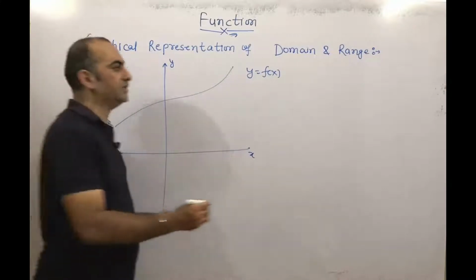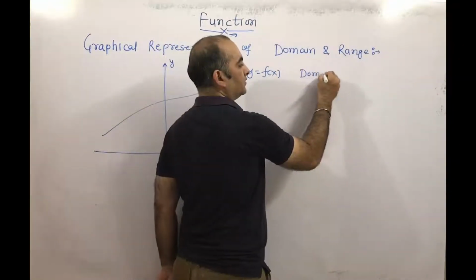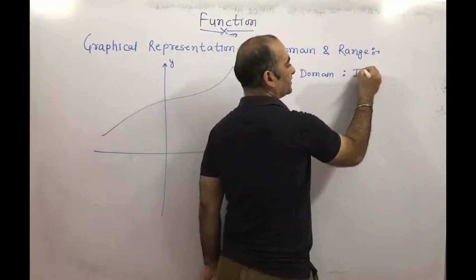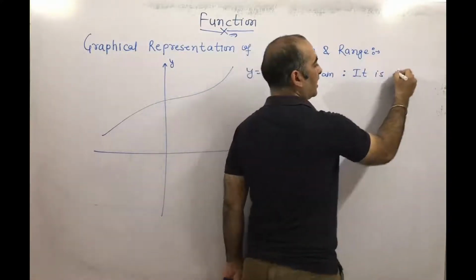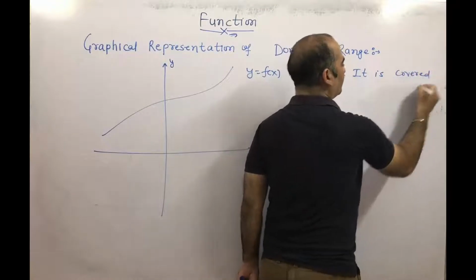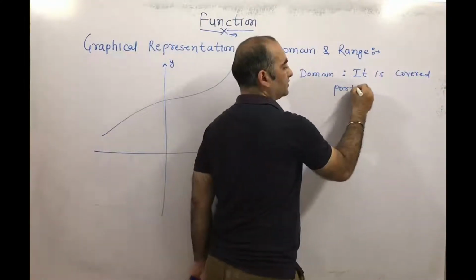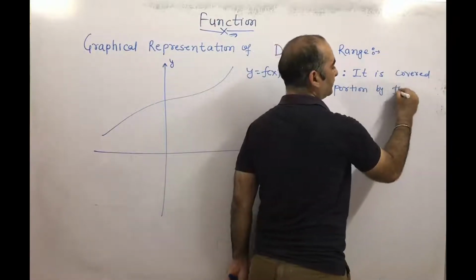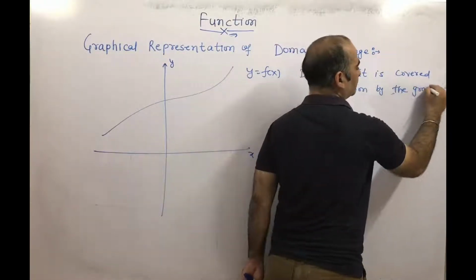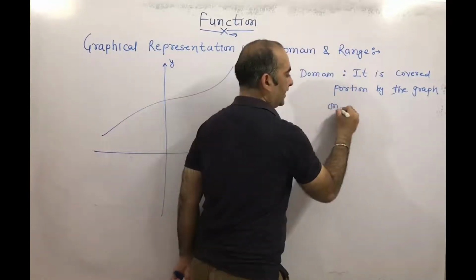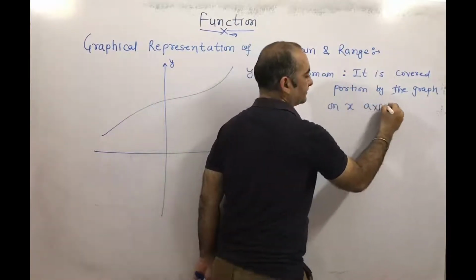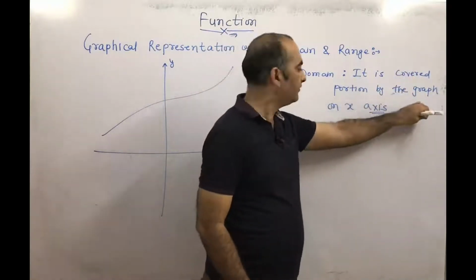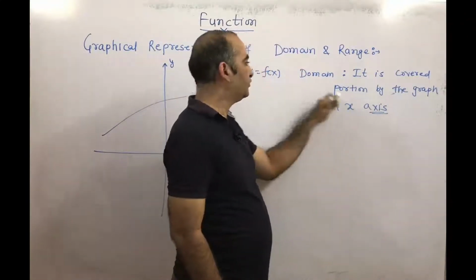So what is the domain? It is the portion covered by the graph on the x-axis. What is domain? It is the portion covered by the graph on the x-axis, that is called the domain.